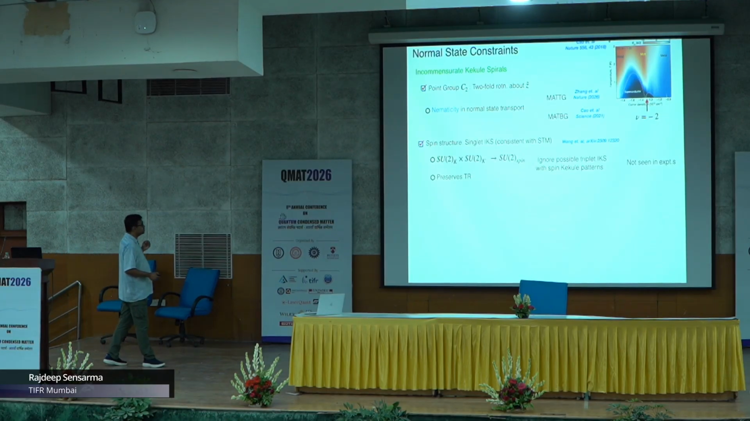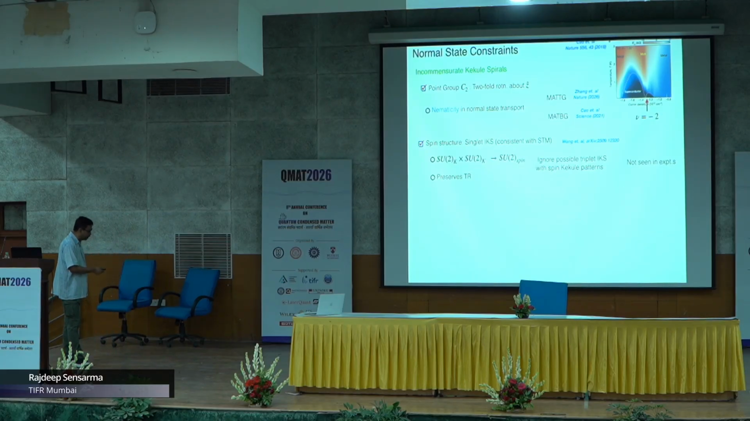The spin structure is a bit more complicated. The original one proposed was what is called a singlet IKS. So what is oscillating as a Kekule spiral is the charge density, and the spin doesn't do anything. And this will basically tell me that I have a spin rotation invariance. Okay, and so when I look at my bands, there should be 2-fold degenerate bands which are just spin bands. Okay, we ignore possible triplet IKS not seen in experiments.